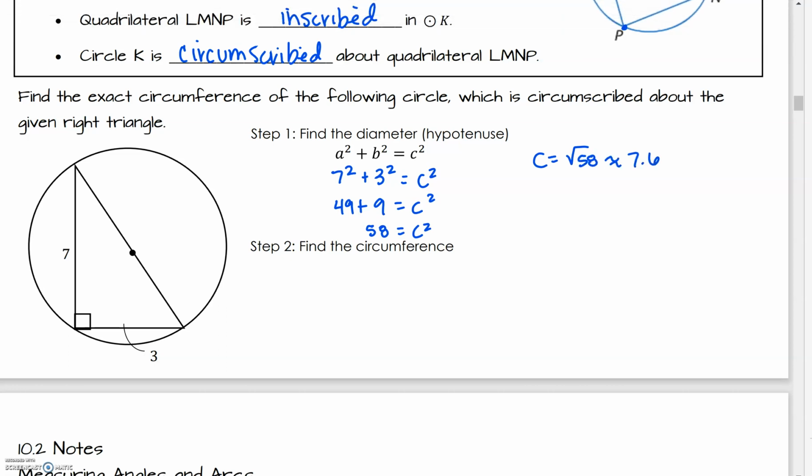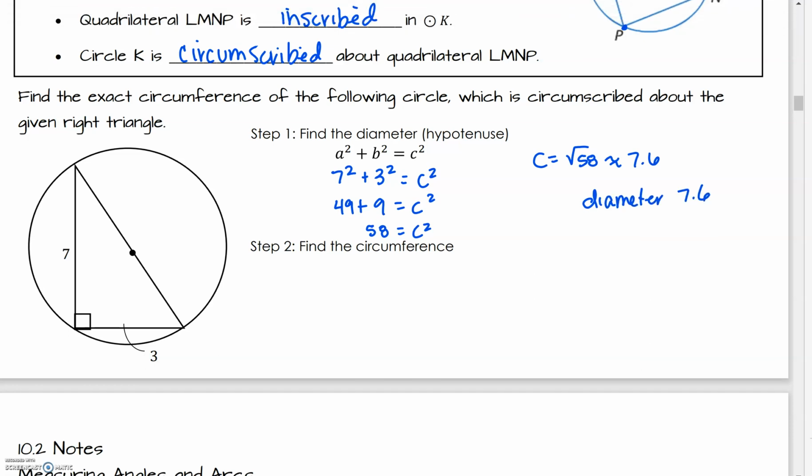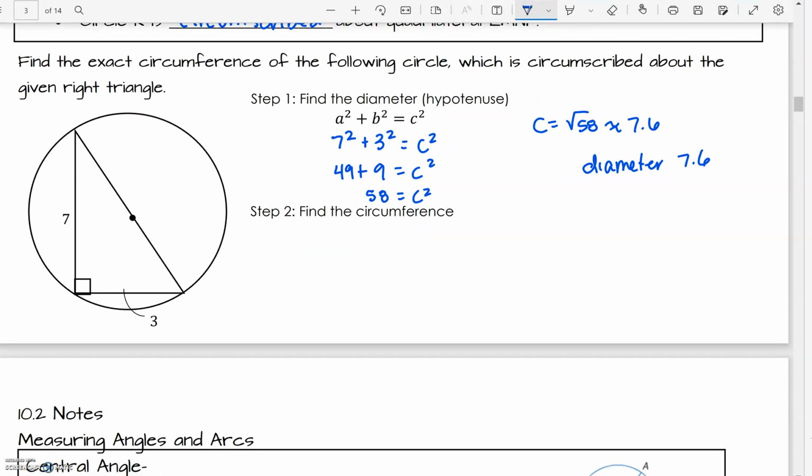And we're going to go ahead and plug that into our formula. So pi times diameter, so 7.6 times pi, or 23.9 when we plug it into our calculator.